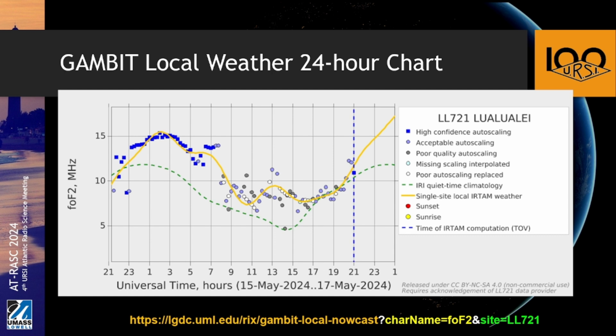The blue dots there are the measurements coming from the system. This is Lualualei. Do you know where it is? Hawaii. Yeah. The color here is used to indicate how confident the automatic scaling is, and you see there's actually a bit of some outliers, but then something is starting to develop. This is the area where the ionosphere becomes disturbed.